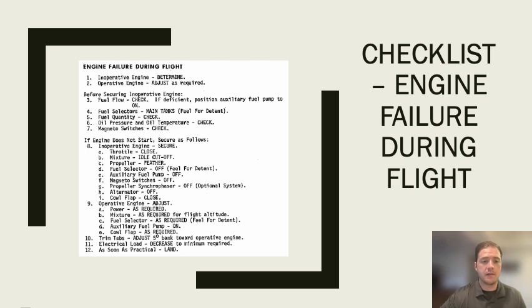So we've tried all that. If the engine does not start, then we're going to secure the engine. Same thing: throttle, we're going to pull all the way to idle; mixture, idle cutoff; again, feathering the propeller to decrease the drag on that engine. And then moving down, we can see it's similar to after takeoff. And then again, landing as soon as practicable.